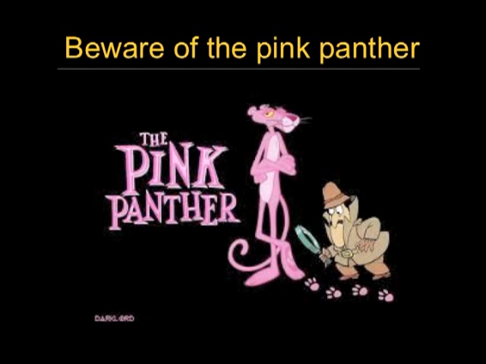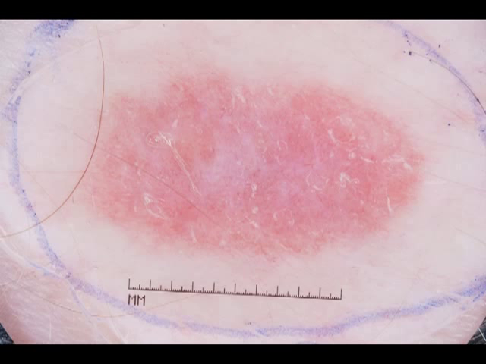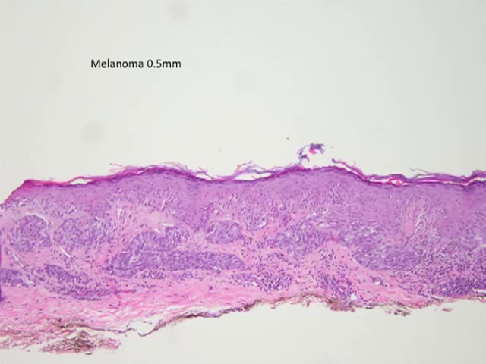Another important point to remember is beware of pink lesions. Here's a symmetric pink patch on the back of this gentleman. With dermoscopy, the lesion reveals numerous dotted and serpentine vessels. This lesion proved to be a melanoma, as can be seen in the pathology specimen.